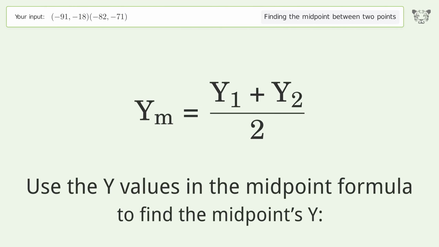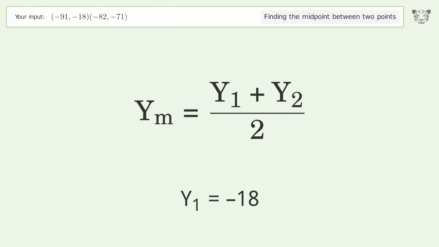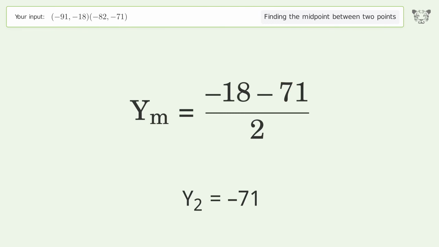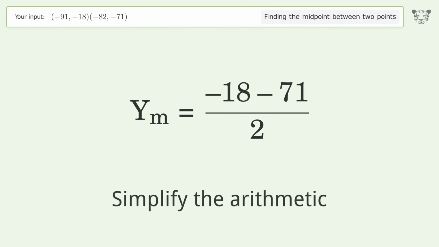Use the y values in the midpoint formula to find the midpoint's y. y1 equals -18. y2 equals -71. Simplify the arithmetic.